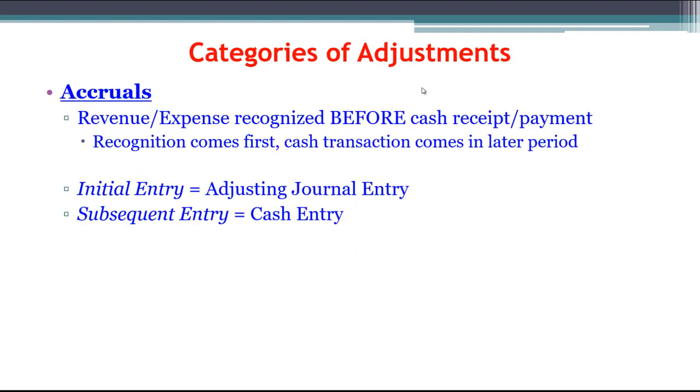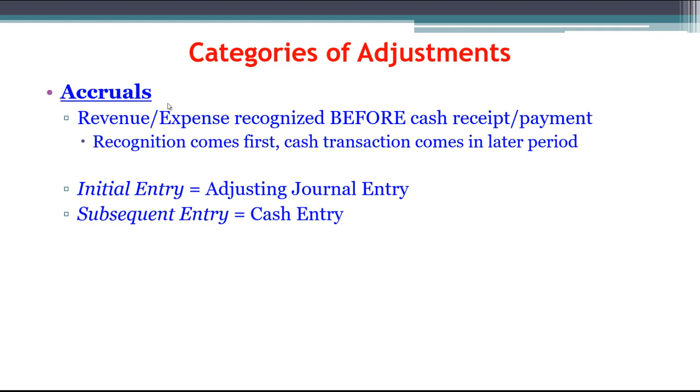So now we need to talk about some categories of adjustments for this to make sense. We have two main categories. We have accruals, and then we have reclassifications, also known as deferrals. And it's all about what came first, the cash transaction, the receipt or payment, or the revenue or expense recognition. They're both going to exist at some point in time. It's just a question of which came first.